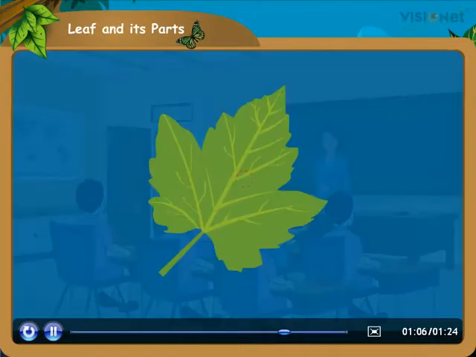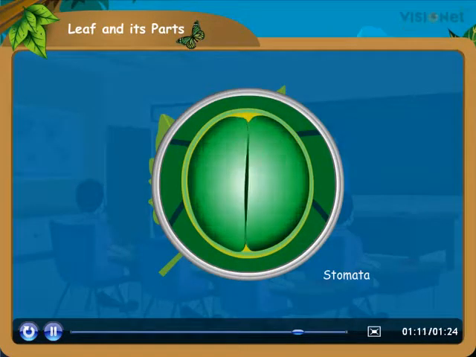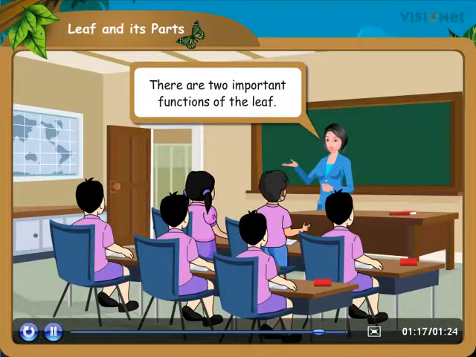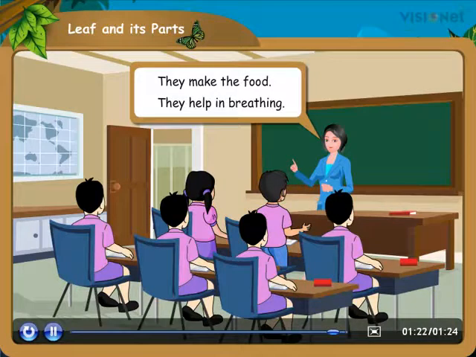Can you see tiny openings in the leaf? Well, they are the stomata. What do the stomata do? They help the plant to breathe. There are two important functions of the leaf. They make the food. They help in breathing.